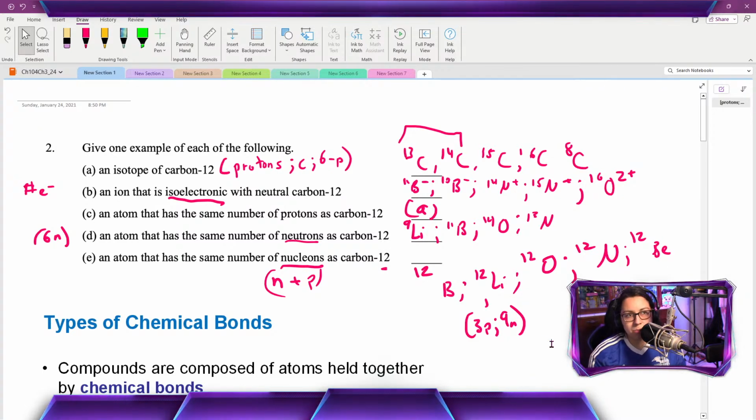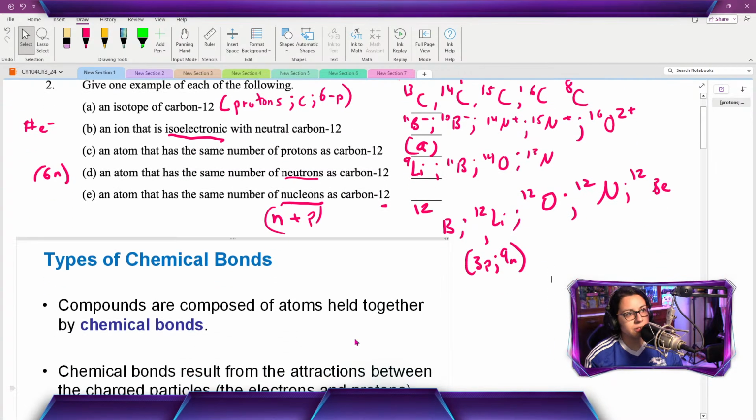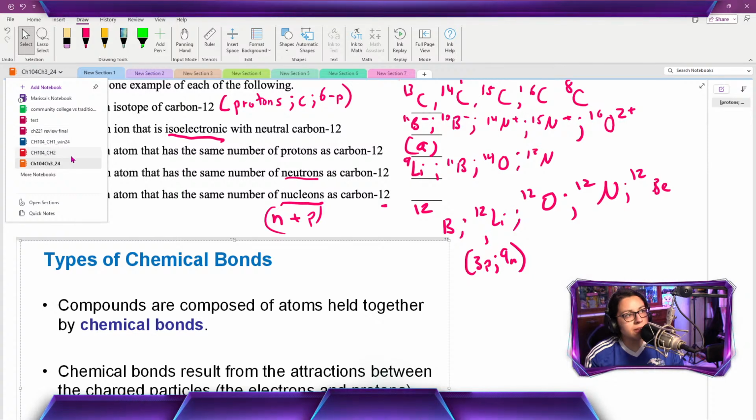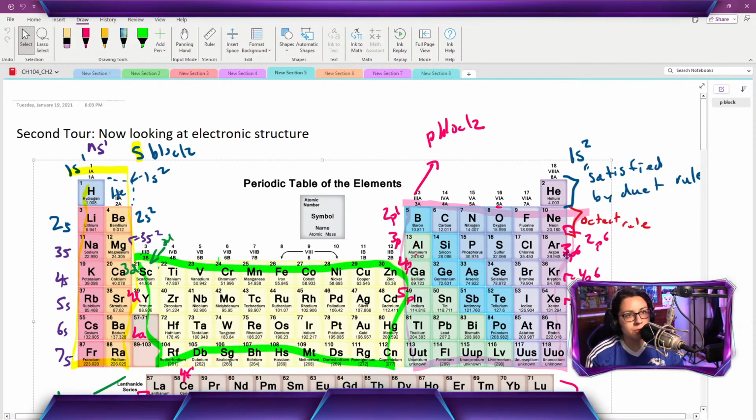All right. So kind of where we're going with this chapter. We're going to be heading into chemical bonds today, so how things bond. But we're going to be referencing this chapter 2 a lot. So if you have questions about chapter 2, if we need to go back to electron configuration, let me know, because there were some questions about that.